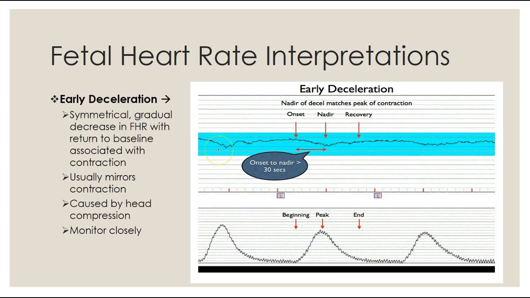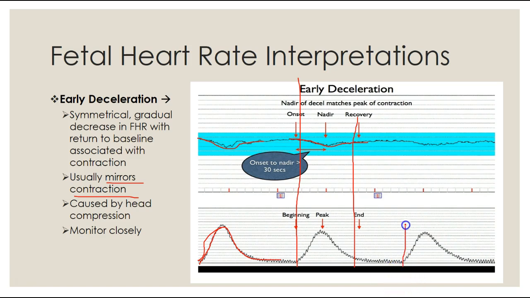Early decelerations are symmetrical. They happen gradually with the contraction. By the time the contraction is over with an early deceleration, the fetal heart rate will have climbed back to baseline. Early decelerations mirror the contraction. Again, they're caused by head compression, and we just monitor these closely, but these are normal responses to labor. So here's your contraction. And if you notice, the heart rate starts to go down and is back at baseline by the time the contraction is over. Okay, so it starts to gradually decrease here, and then it's back to baseline by the end of the contraction time. So they mirror the contraction.